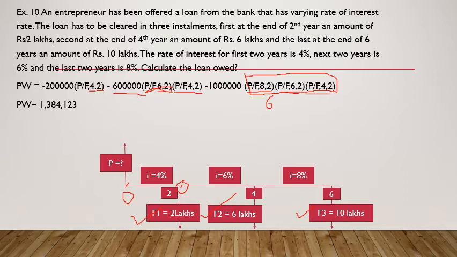So what is the loan owed? The loan owed is 13,84,123, and again write that answer also, because the question asked is calculate the loan owed. Hence the loan owed is 13,84,123. That sentence will give you 1 extra mark. Okay, so this is a problem which had varying rate of interest between a certain period of time.